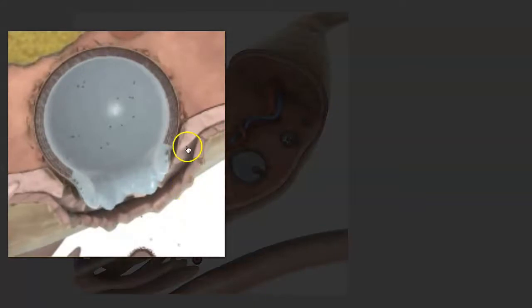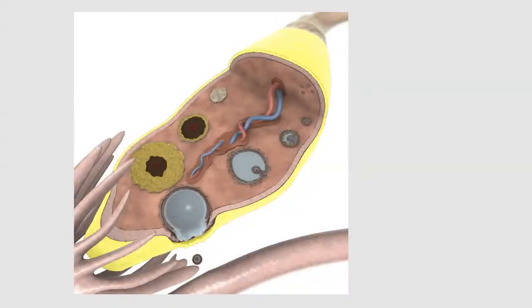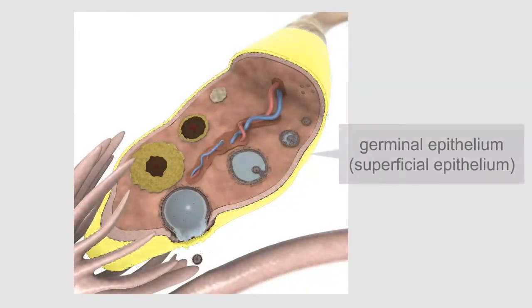I think that there are two layers that surround the ovary. The outermost layer is known as germinal epithelium. It's a continuation of the peritoneum, also known as the surface epithelium.